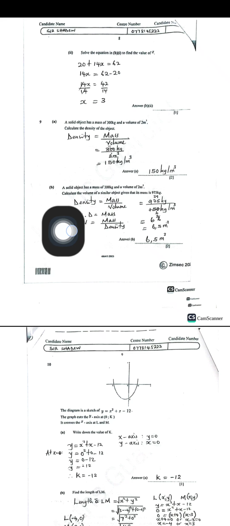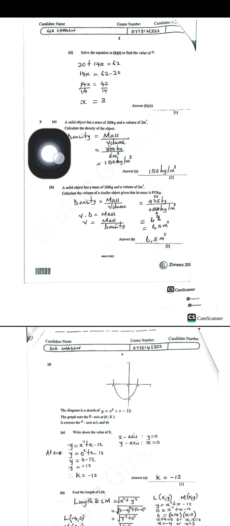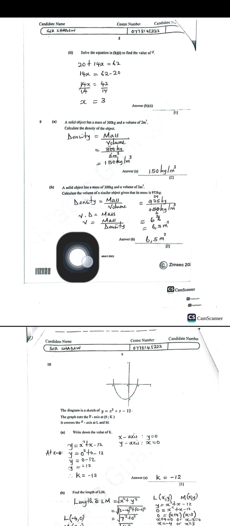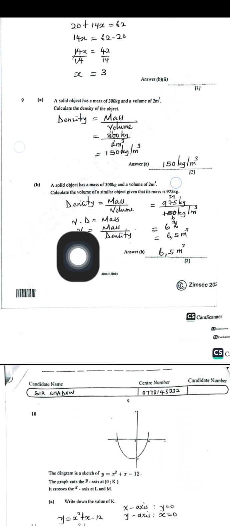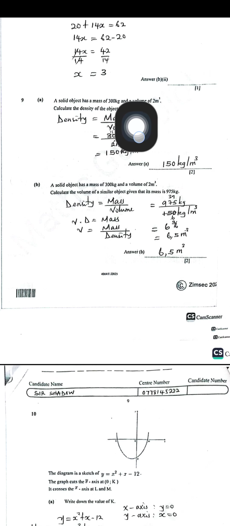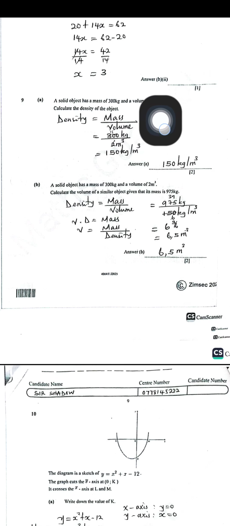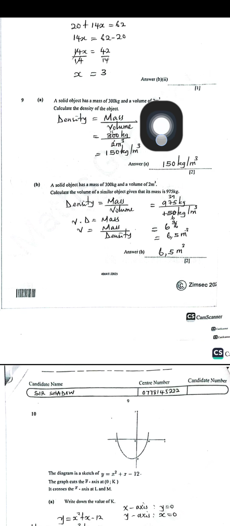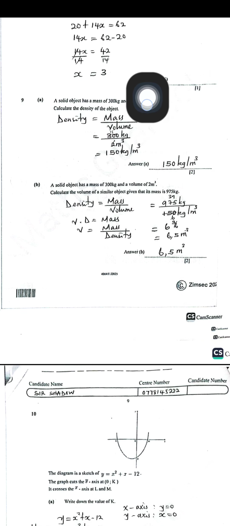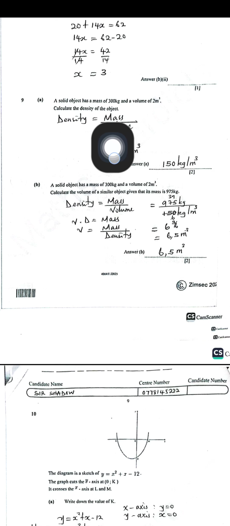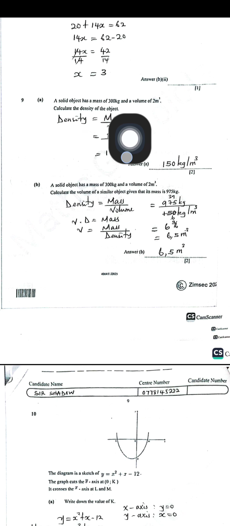Right, let's move on to another question, number 9a. We are given a solid object with a mass of 300 kg and a volume of 2 cubic meters. Remember, volume is given in cubic meters or cubic centimeters, and the mass is given in kg, which is one of the SI units of mass. Then calculate the density of the object.